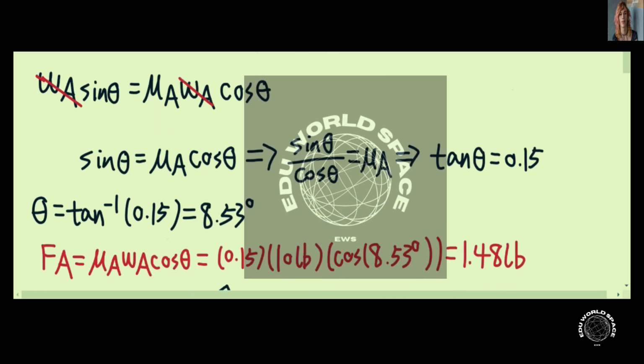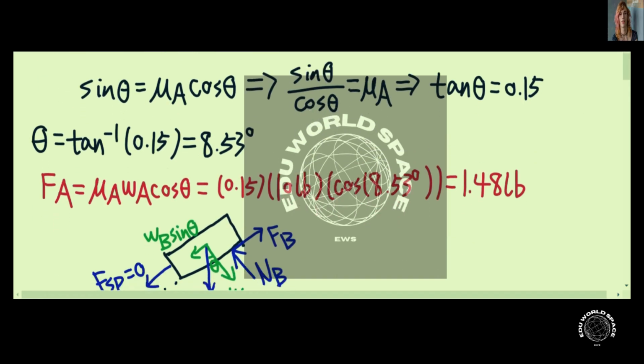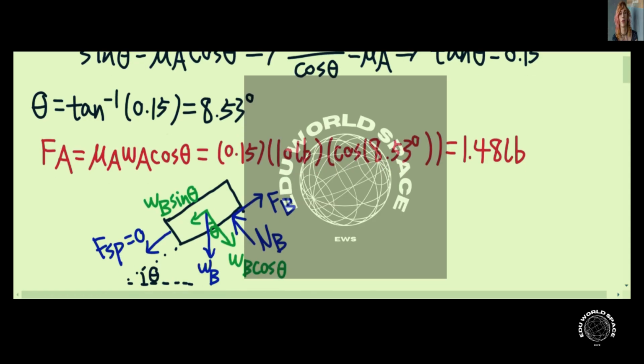Now we can determine the friction on block A, which is equal to mu A Wa cosine theta, and this is equal to 0.15 times 10 pounds times cosine 8.53 degrees, which is equal to 1.48 pounds. And then this is the force diagram on block B.